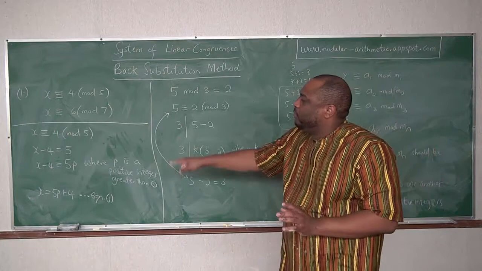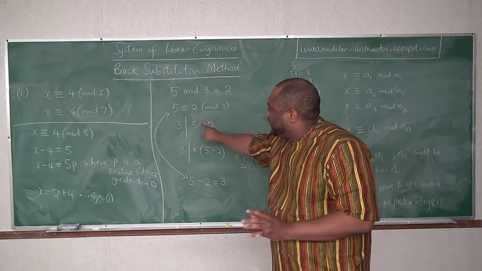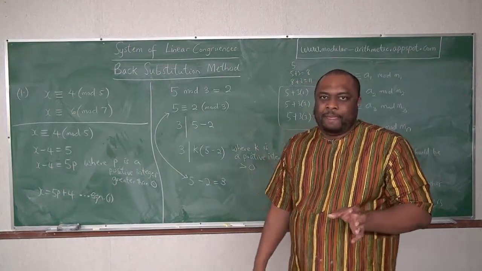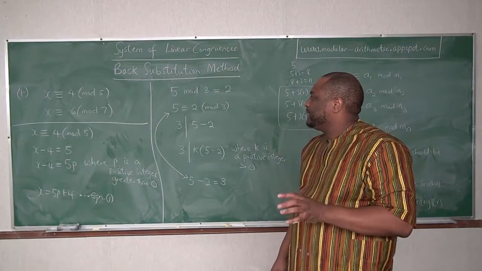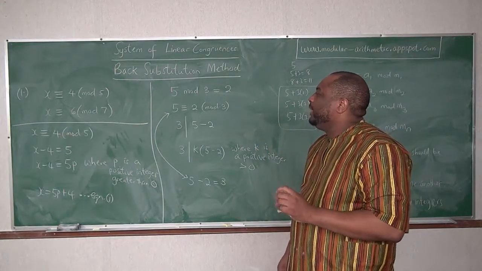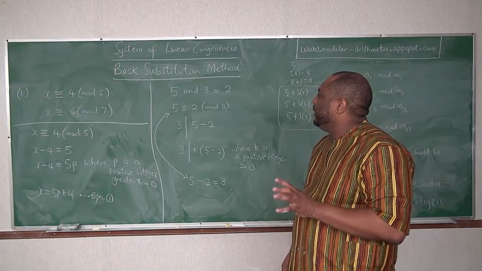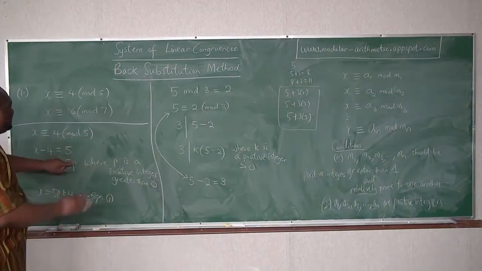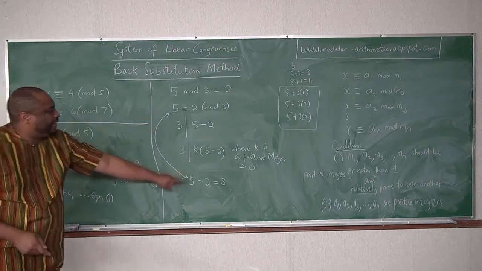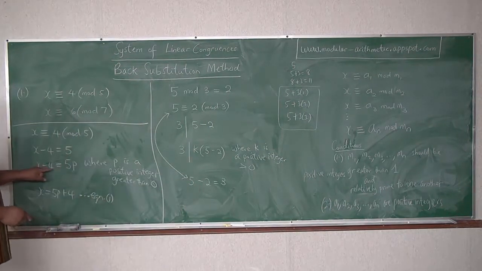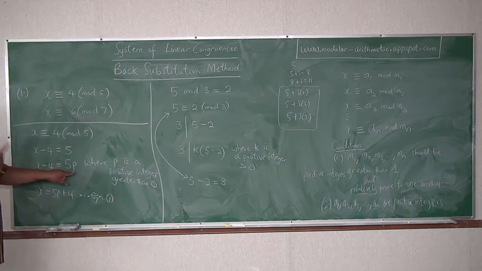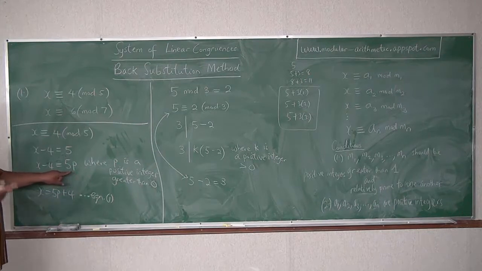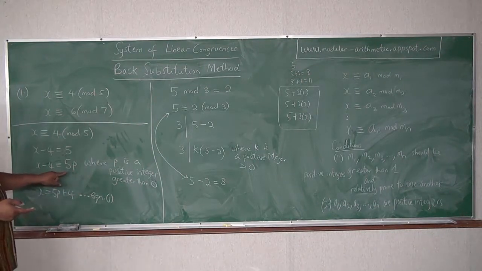In this case now, instead of the 5 we have our x. So what we do is, we know now that x minus 4 is 5. That's the basic, just like we did here, 5 minus 2 is 3. Now this x minus 4 could be 5 times other ones. Okay, 5 times p. P could be anything.